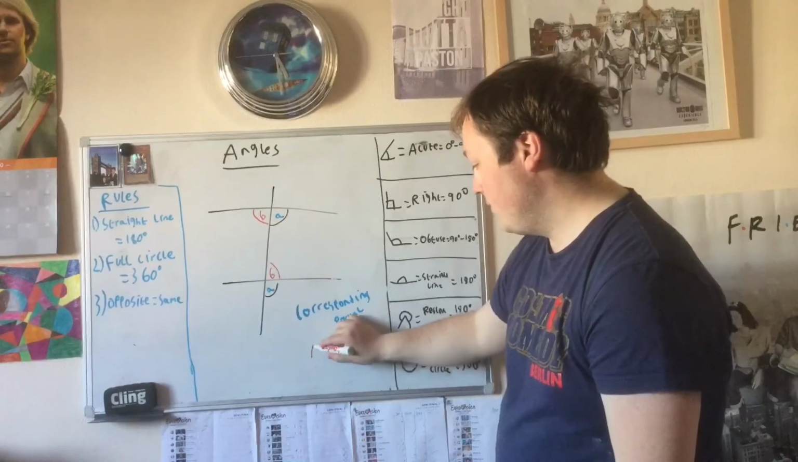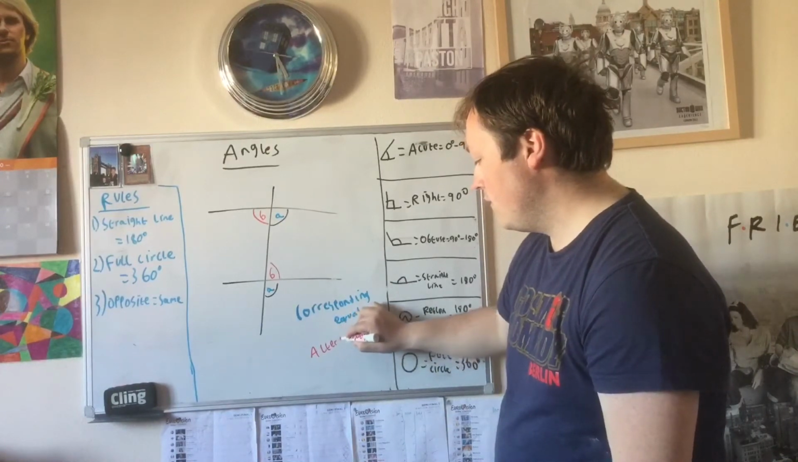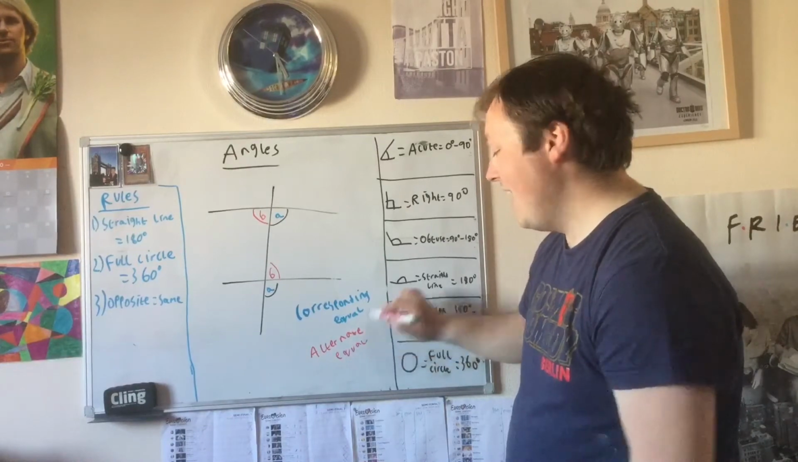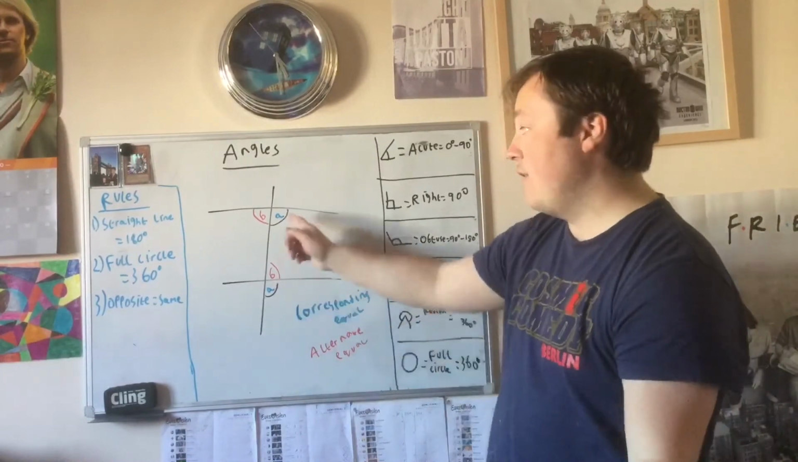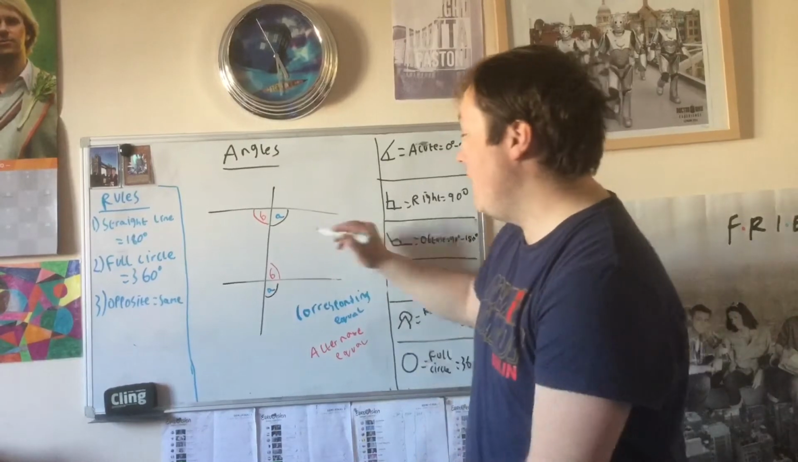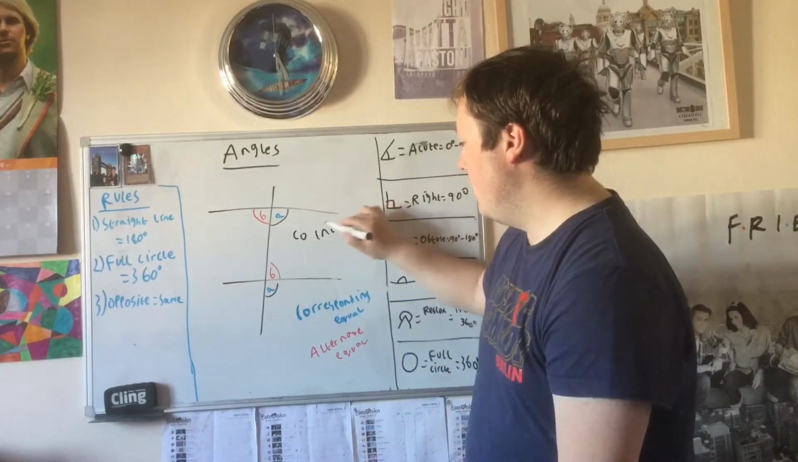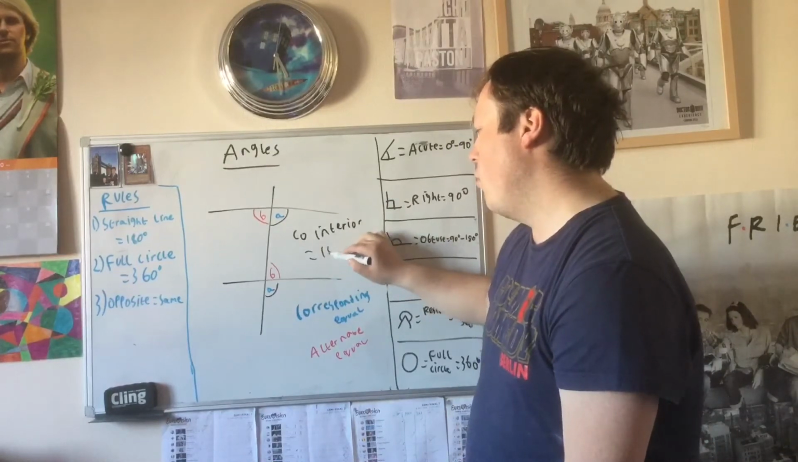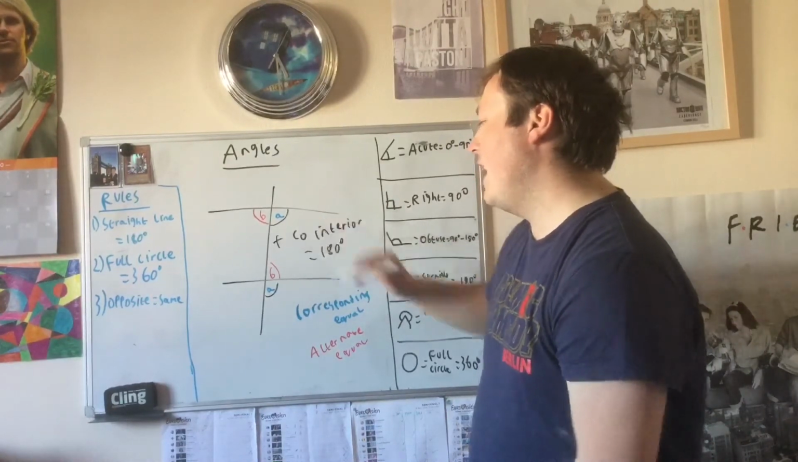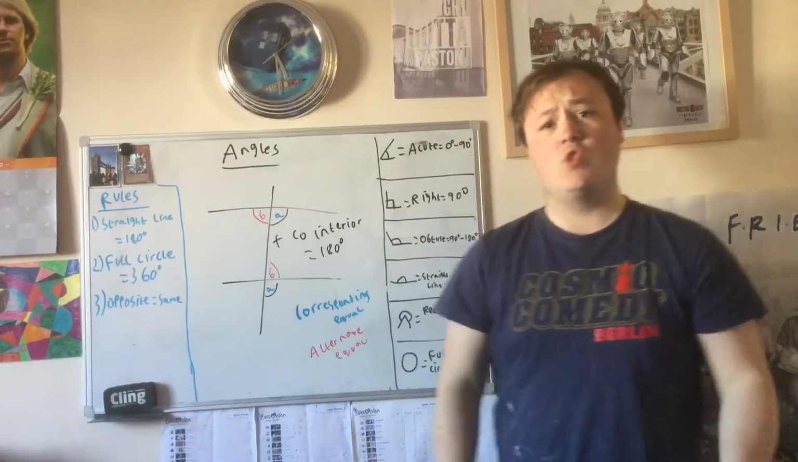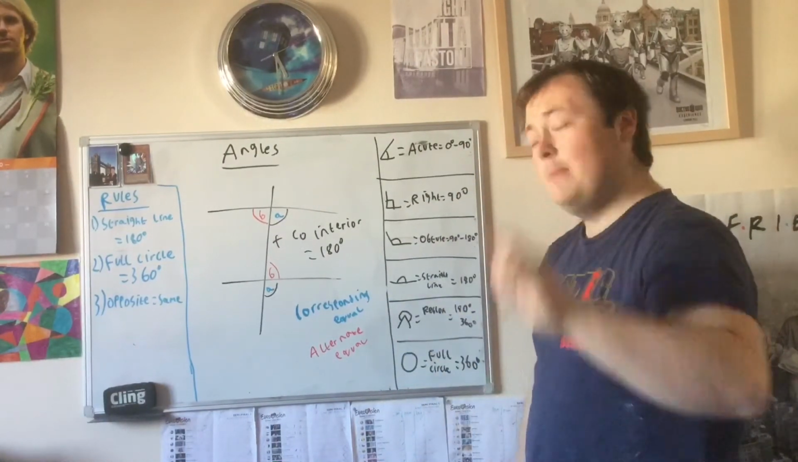Alternate angles are equal. And if you added together both of these, which are known as co-interior, that will get 180 degrees. So 3 whole angle rules in one simple image.